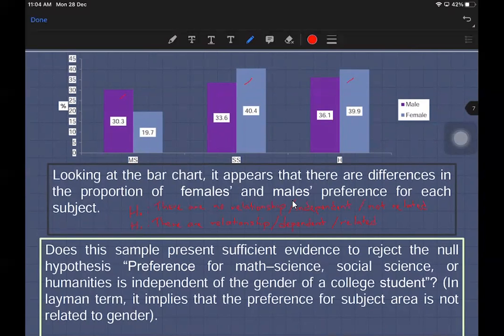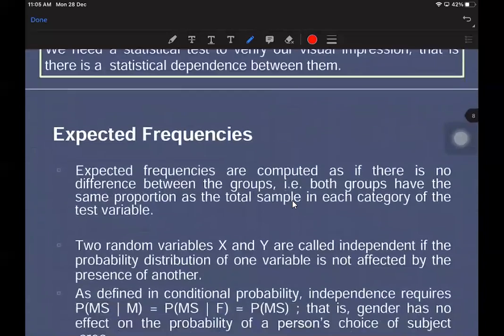So does this sample present sufficient evidence to reject the null hypothesis? Meaning that when we reject the null hypothesis, there is a relationship, because looking at the difference here, there are differences in proportion. So test of independence will try to investigate, is there any relationship between the two qualitative variables. So how does this test of independence work?